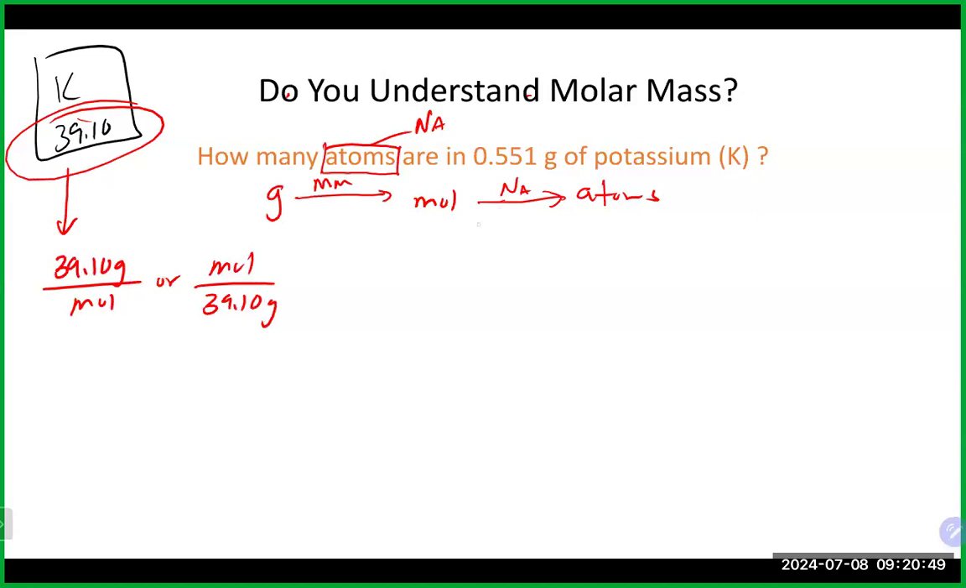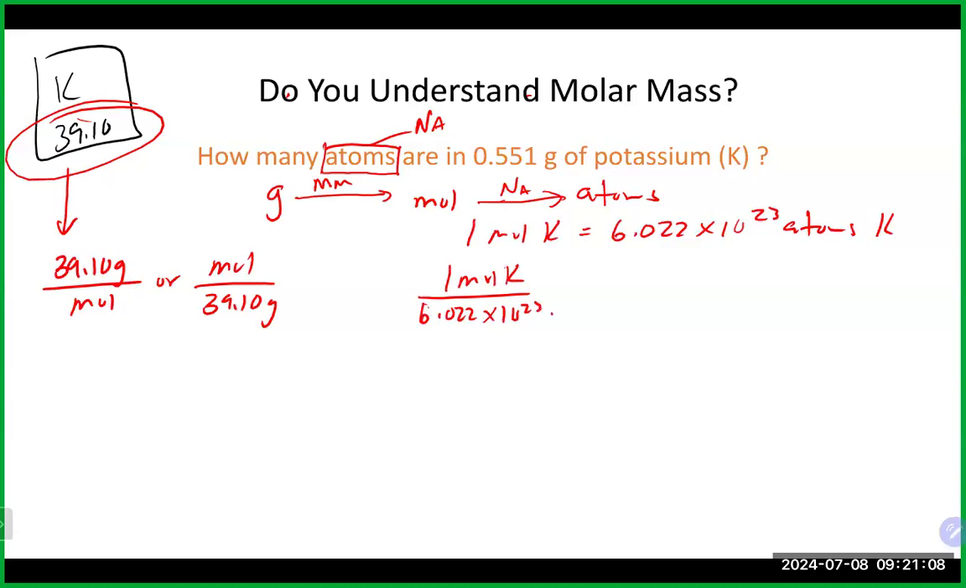We also know that in this case, 1 mole of potassium will equal 6.022 times 10 to the 23 atoms of potassium. That will give us really two conversion factors that we could use. 1 mole of potassium over 6.022 times 10 to the 23 atoms, or the opposite way, 6.022 times 10 to the 23 atoms over a mole.